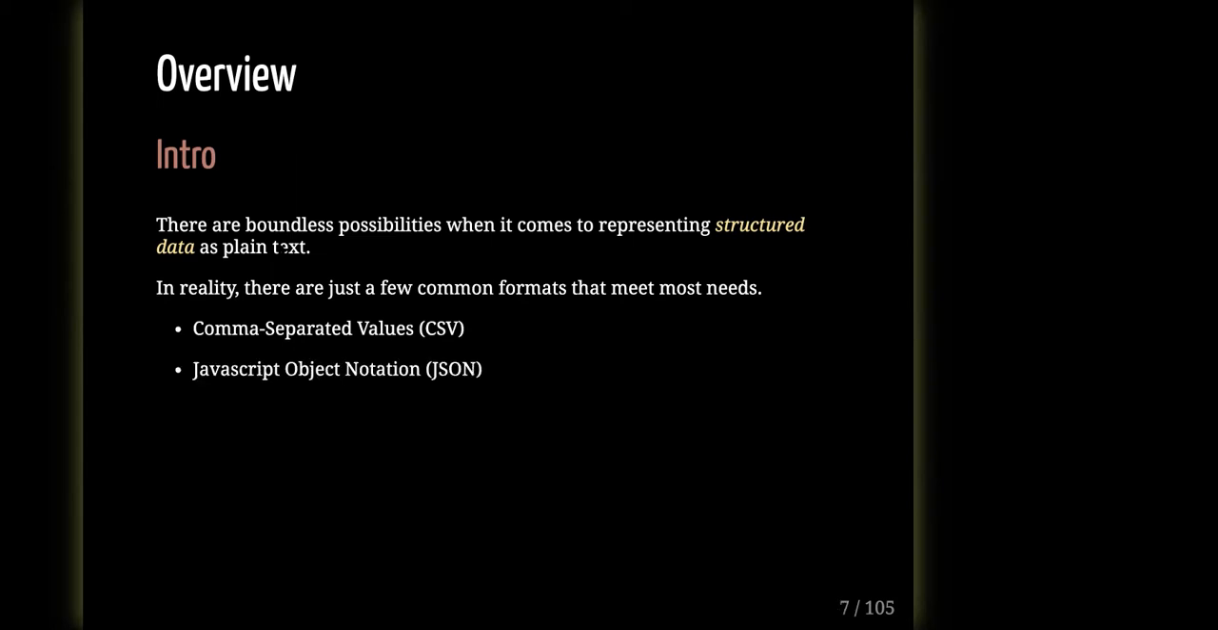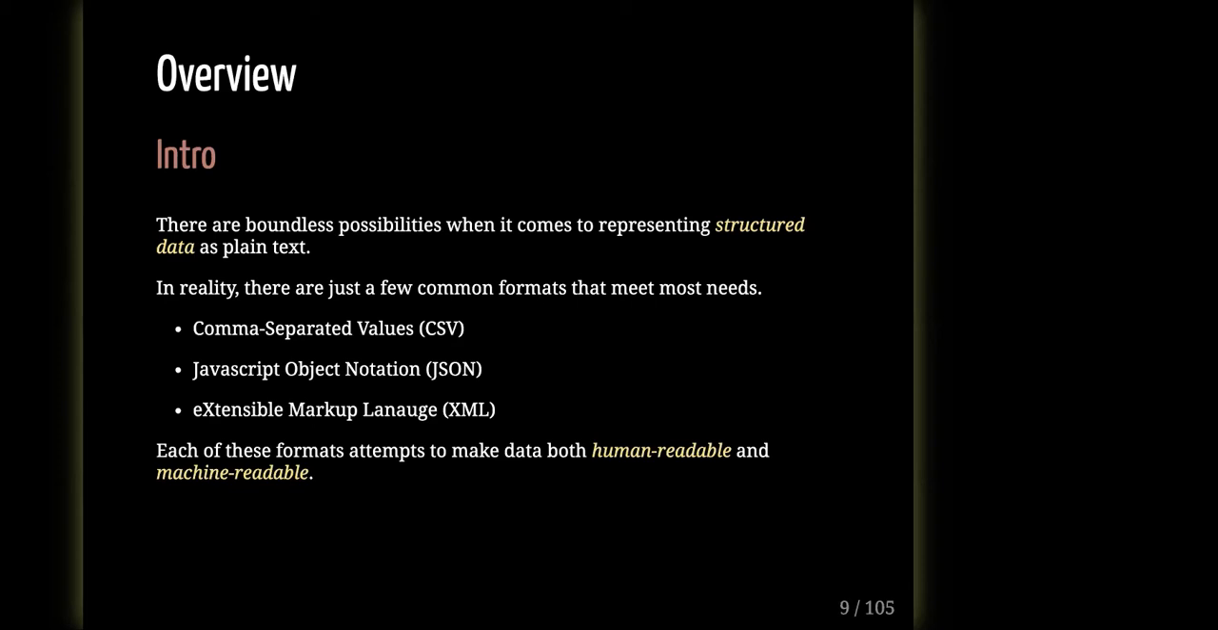There are JavaScript Object Notation files. There are XML files, also known as eXtensible Markup Language. These are by far the most common formats that people store data in. And the goal of all three of them is to make the data easily understandable by a human, but also easily understandable and parsable by a computer program, machine readable. So it's supposed to serve both purposes.